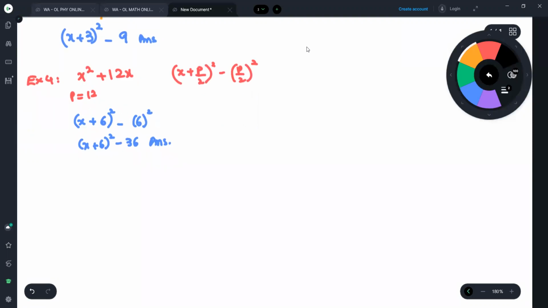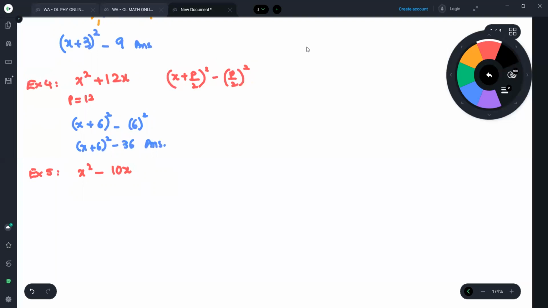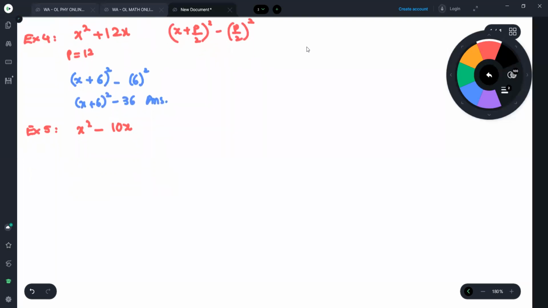Next is Ali. Example 5: x squared minus 10x. Now, Ali, what I've done is I've given you a difficult question, because I've written down a negative sign in the middle. Let's start. So the value for p is minus 10 here. Yes or no? Yes.